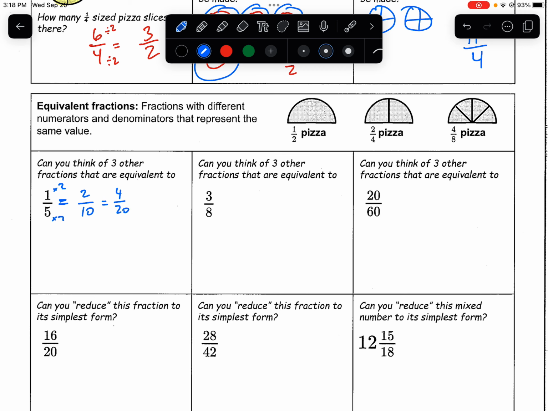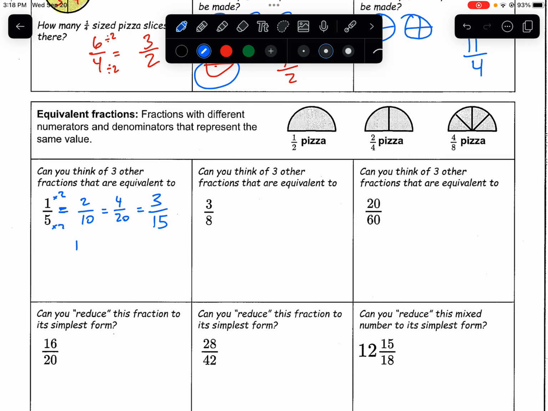I can also decide to multiply the top and bottom by 3 instead of 2. So 1 times 3 is 3, 5 times 3 is 15. You can also say 10/50. And 100/500. There are lots of correct answers that you can put for this, because there are lots of equivalent fractions.